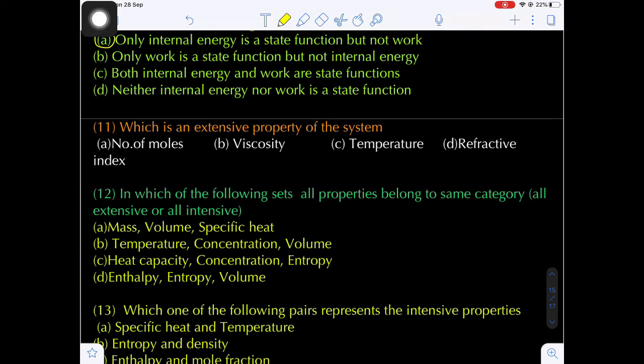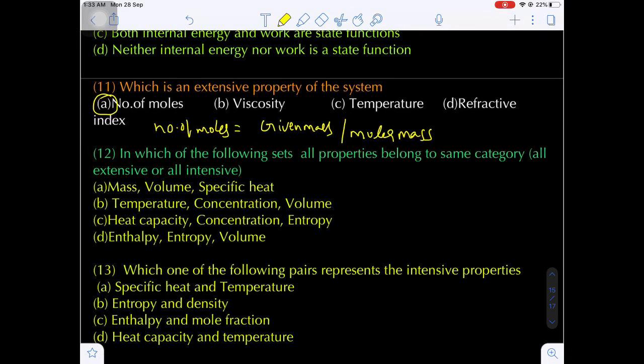We know. Now question number 11. Which is an extensive property of the system? Extensive properties are those properties which depend upon the total mass of the system. First option, number of moles. How to find the number of moles? Given mass divided by molar mass. For a particular substance, molar mass is fixed. So as the given mass changes, the number of moles changes. That means option A is the correct option, and the remaining, viscosity, temperature, and refractive index, are all intensive properties.